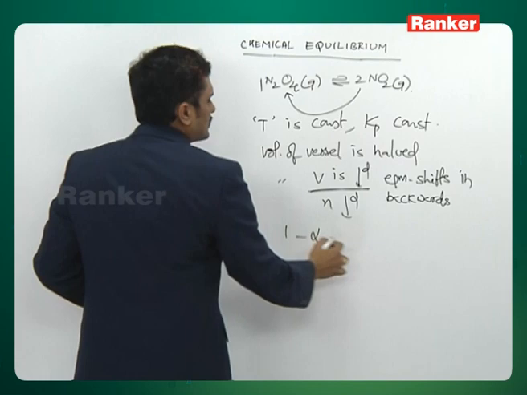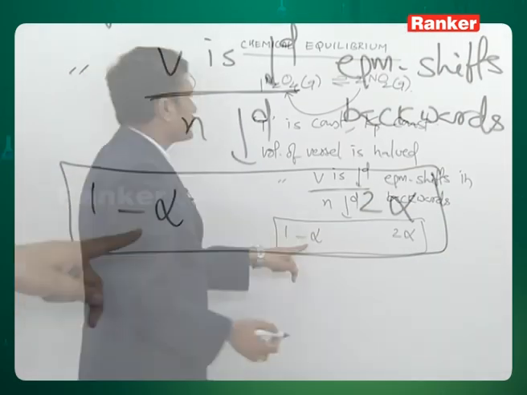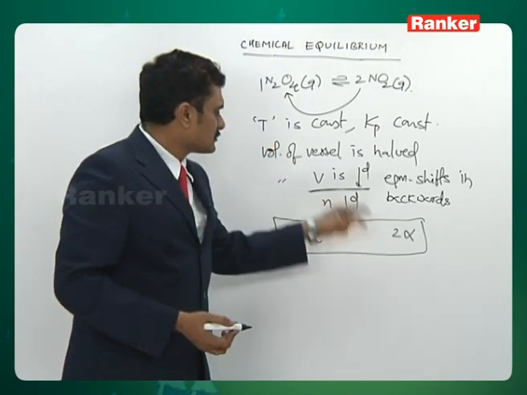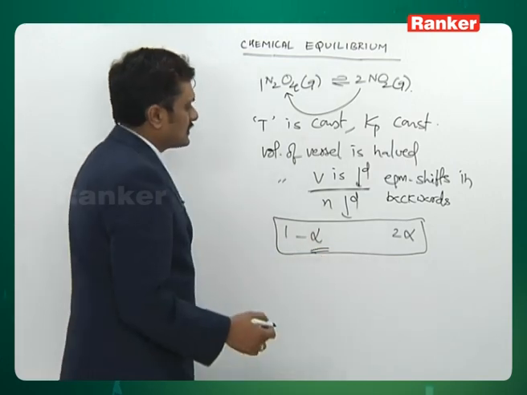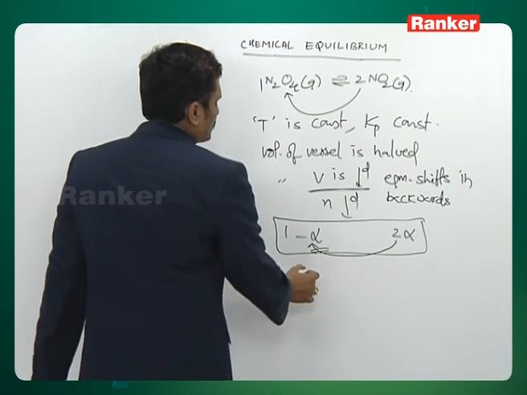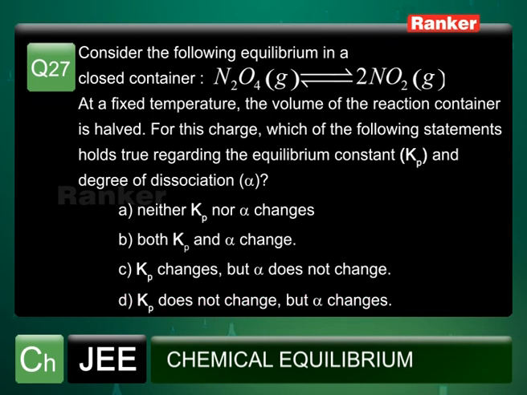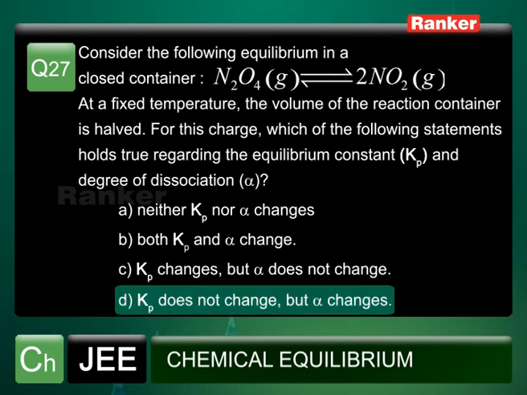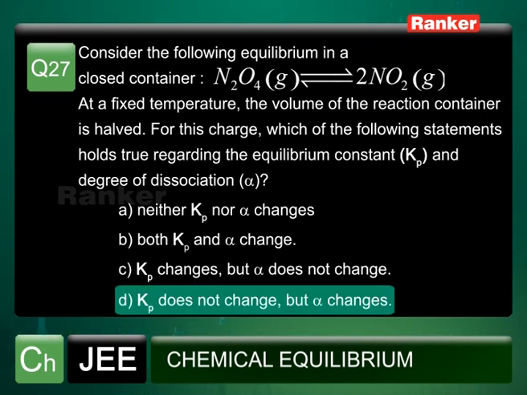When I am writing the equilibrium in terms of the degree of dissociation, for every alpha mole of N2O4 dissociated you will be getting 2 alpha moles of NO2. So when the equilibrium is shifting in the backward direction, alpha is supposed to decrease. Therefore, the correct answer for this question is option D, where Kp does not change but alpha decreases because this equilibrium is shifting backwards.